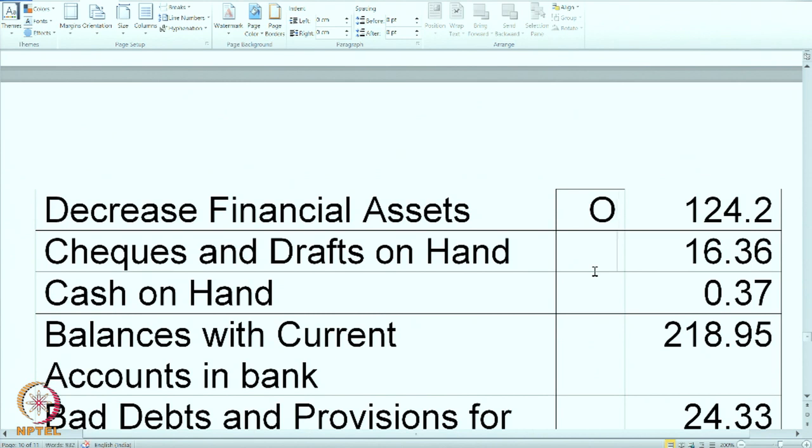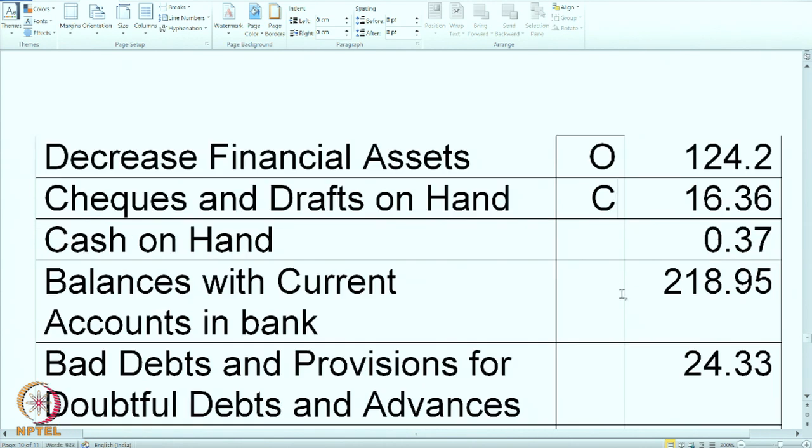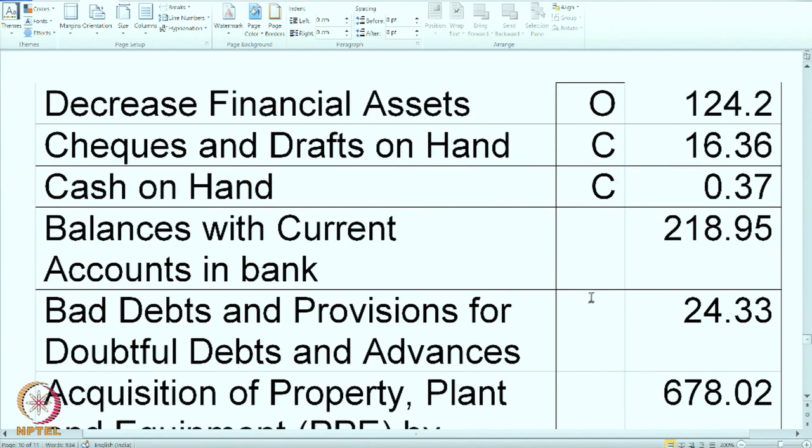Checks and drafts in hand, checks and drafts being a day-to-day item as a part of bank balance, this is a cash and cash equivalent. So we will mark it as C. Cash on hand, again it is C. Balances with current accounts in banks, again it is C.